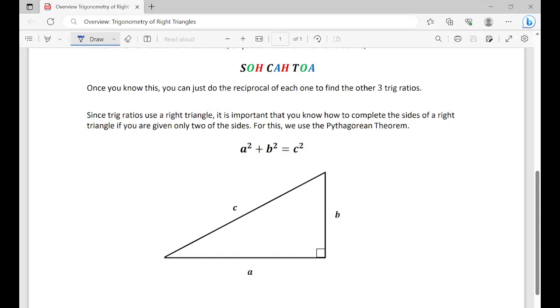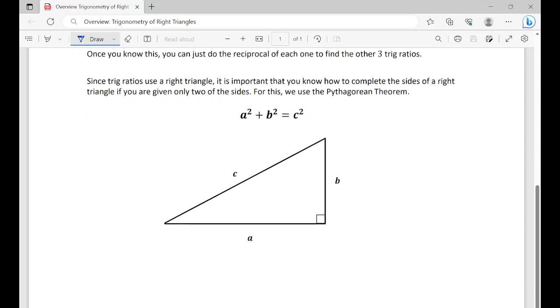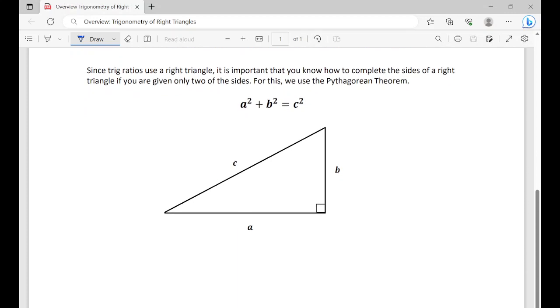Now, since trig ratios use a right triangle, it is important that you know how to complete the sides of a right triangle if you are given only 2 of the sides. For this, we use the Pythagorean theorem, which is a squared plus b squared equals c squared. And you find a, b, and c from a right triangle like this.